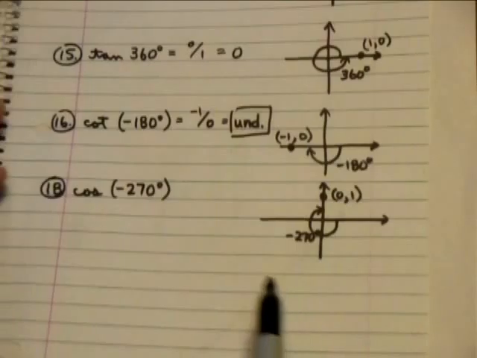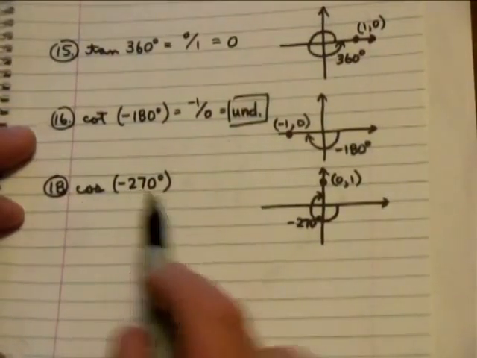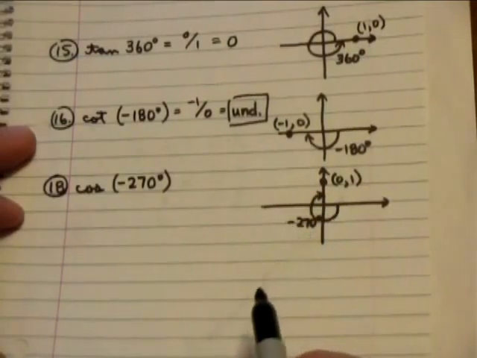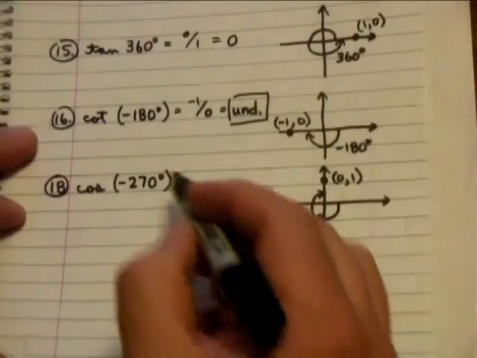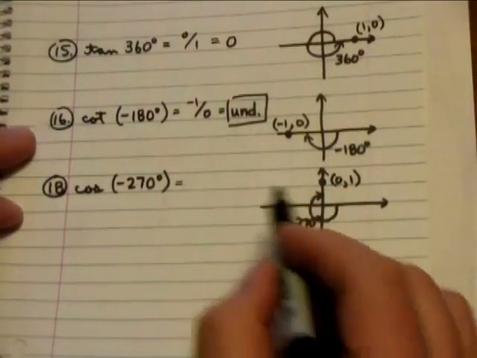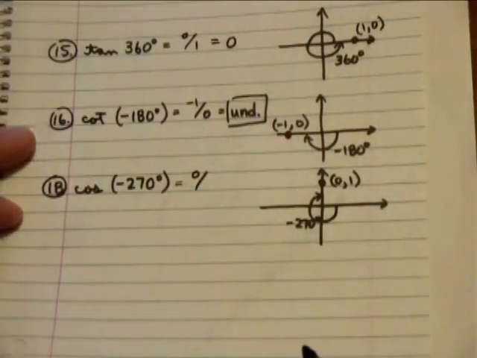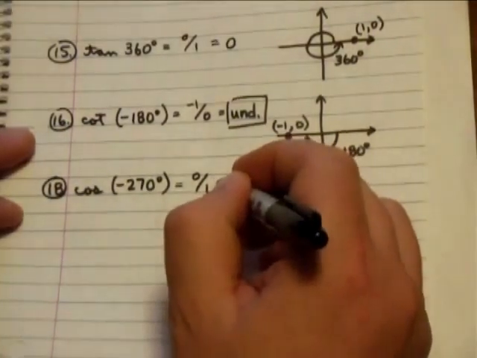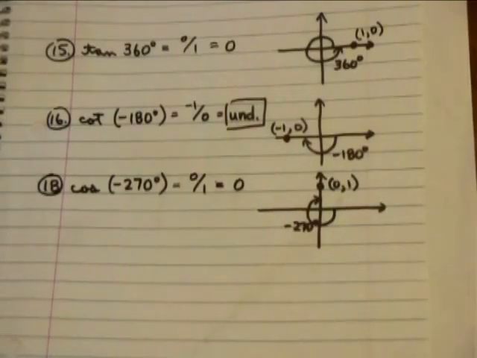Now let's look at problem 18: cosine of negative 270 degrees. That means going 270 degrees clockwise because it is a negative angle, which gives us the terminal point of (0, 1). From our earlier definition, cosine is the x-coordinate, which in this case is 0, over the radius, which, since we're using a unit circle, is always 1. So that tells me that cosine of negative 270 is equal to 0.